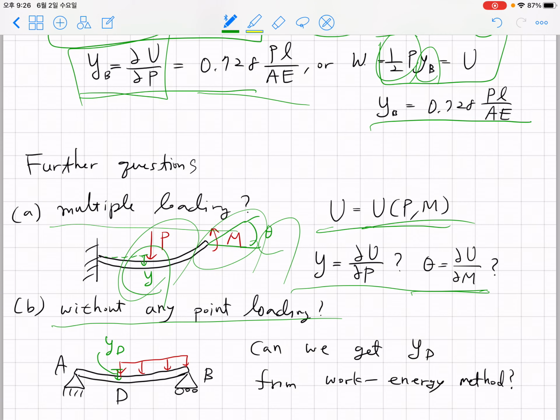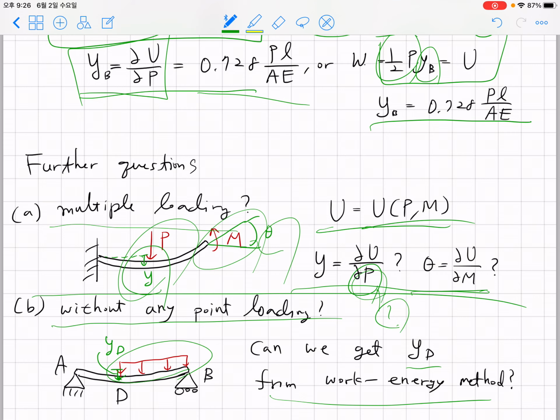And the second question you can ask is about the case without any point loading. For example, until now we kept considering a point force, point bending and point torsion. If we have only distributed loading, can we obtain the deflection at point D from the work-energy method, even though there is no point force? If there is no point force, can we define some sort of force P so that we can take partial U over partial P? What will be the method?